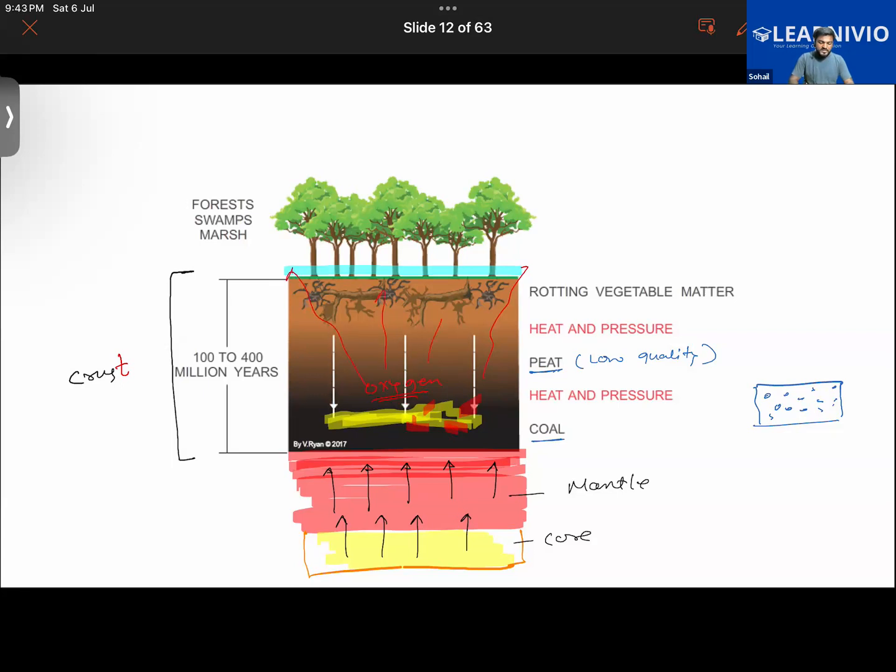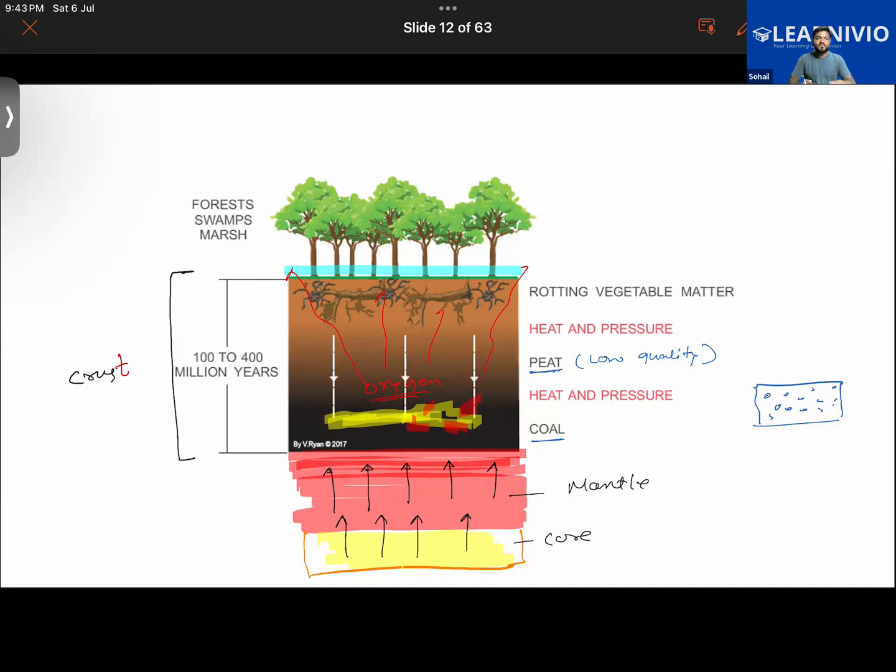Now, why are we discussing oxygen? Because if oxygen were present here, bacteria would eat the dead remains of the plant, and it would be decomposed and mix into the soil, and hence no formation of coal would have taken place. So absence of oxygen was necessary.